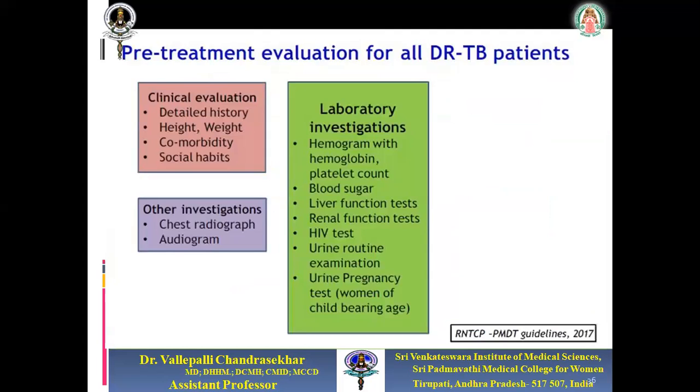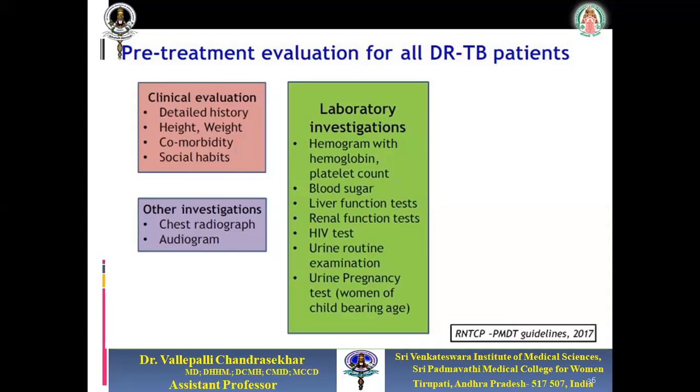Again, once a suspected patient comes to you, then you diagnose the person, and during the course of treatment they are converted to drug-resistant TB. Then how will you evaluate these patients? Like what you do in antenatal checkups, the same way you have to do a pre-treatment evaluation for all drug-resistant TB patients. So it will be a clinical evaluation. You have to take the detailed history, height, weight, any comorbidities like diabetes, hypertension, all of which have to be noted. Then any social habits like alcohol or smoking, you have to note in your questionnaire.